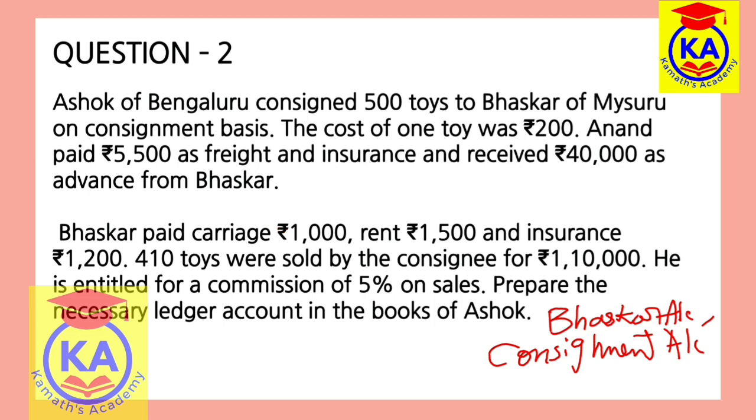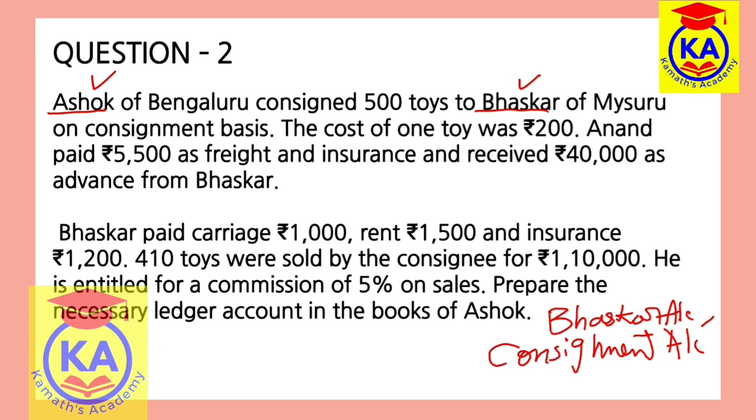Bhaskar paid carriage of rupees 1,000, rent of rupees 1,500 and insurance of rupees 1,200. 410 toys were sold by the consignee for rupees 1,10,000. He is entitled for a commission of 5% on sales. Prepare the necessary ledger account in the books of Ashok. So you have to prepare consignment account and Bhaskar's account. So let's prepare consignment account first. See, so here in the problem, Ashok is the consigner and Bhaskar is the consignee.